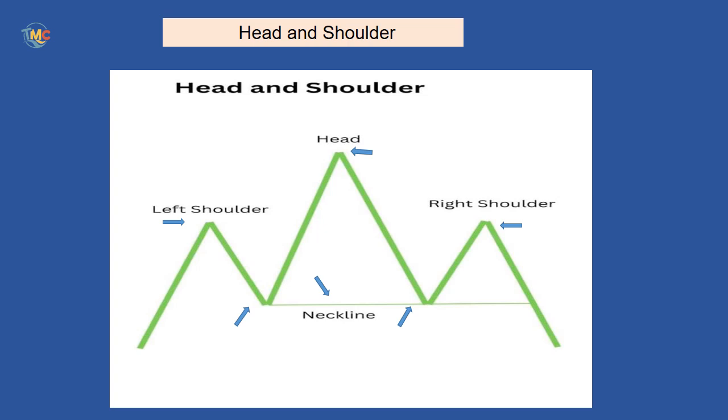The right shoulder forms as some optimistic buyers try to maintain the uptrend, but their decreasing numbers can't push the price to previous highs. This reveals that market sentiment has fundamentally shifted.